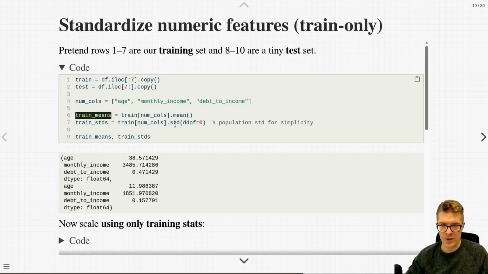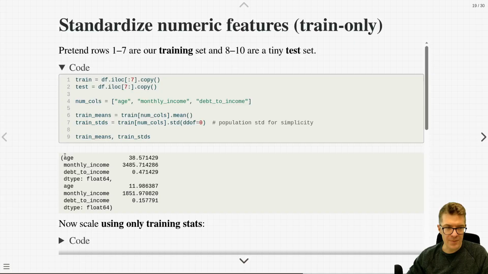I can also similarly compute the standard deviations. I wouldn't worry too much about what ddof equals 0 means. This is the degrees of freedom. You can ignore that for now. But this gives me the standard deviations over my 3 numerical variables. And then just print it out.